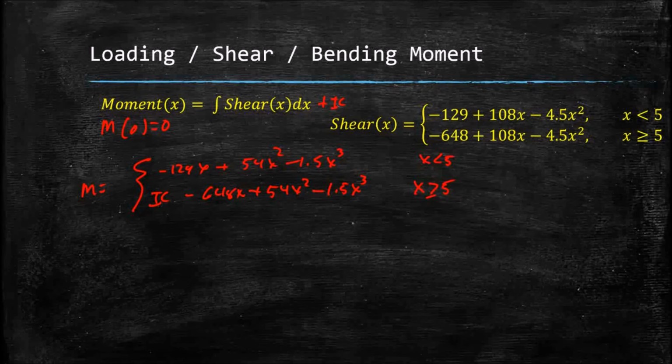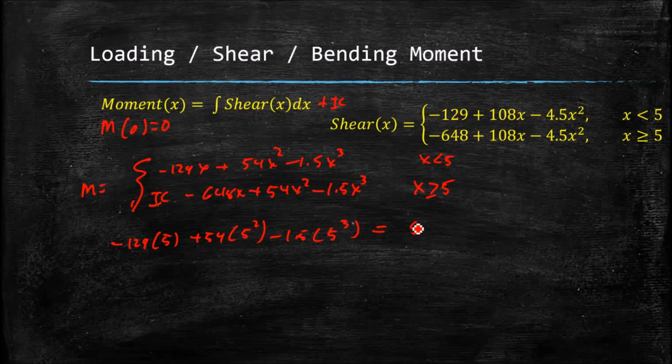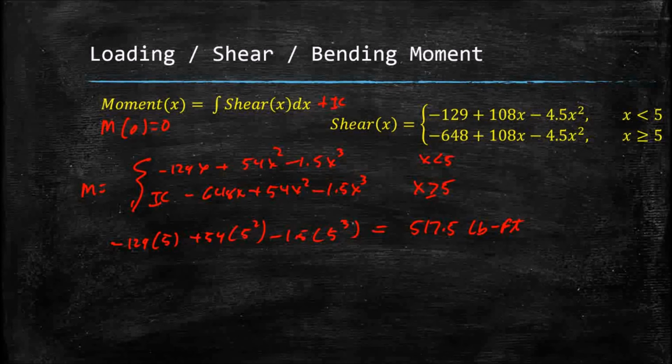If I take my first equation, the top equation, and evaluate it at x equal to 5, I get minus 129 times 5 plus 54 times 5 squared minus 1.5 times 5 cubed, and that gives me 517.5 pound-feet of moment at x equal to 5 feet. And I know that, at x greater than 5, less than 5, right around 5, it's going to be that value on both sides of that.